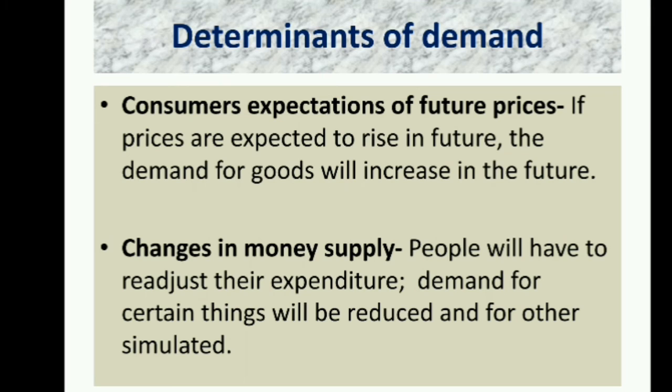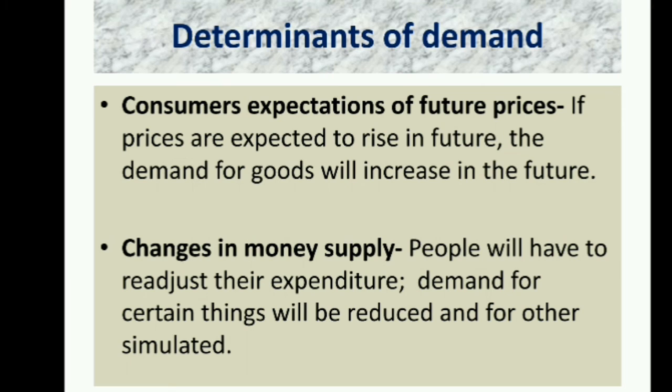But the rise of prices will not be uniform. In the case of all goods, people will have to readjust their expenditure. Demand for certain things will be reduced and for others stimulated. For example, a shortage of sugar in India will lead to an increase in demand for gur and shakkar, that means chini. And restrictions on the supply of electricity would create a demand for kerosene lamps and so on.